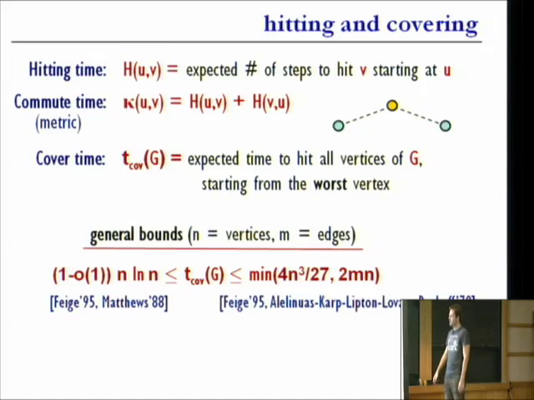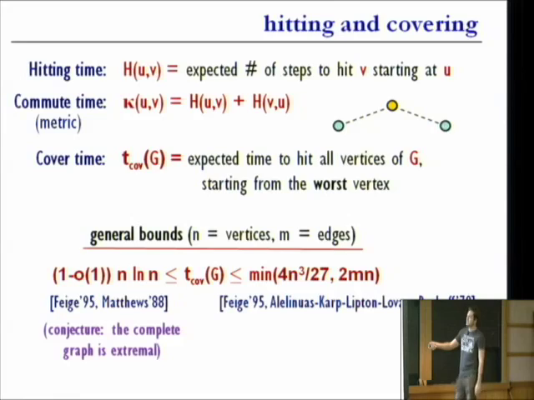And then it's known that the cover time of any graph must be at least, up to this little-o(1) term, the cover time of the complete graph. It must be n log n with some constant here. This follows from work of Matthews that I'll talk about in a minute. And then Feige got the constant 1 minus o(1). Interestingly, it's still an open problem to show that the complete graph actually minimizes this value among all n-node graphs. It's conjectured that the complete graph really has the minimal cover time, but this is still open. It's only known up to this little-o(1) term.